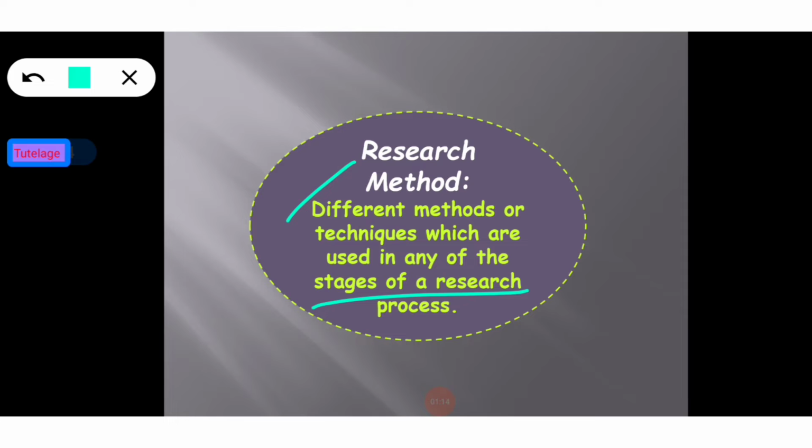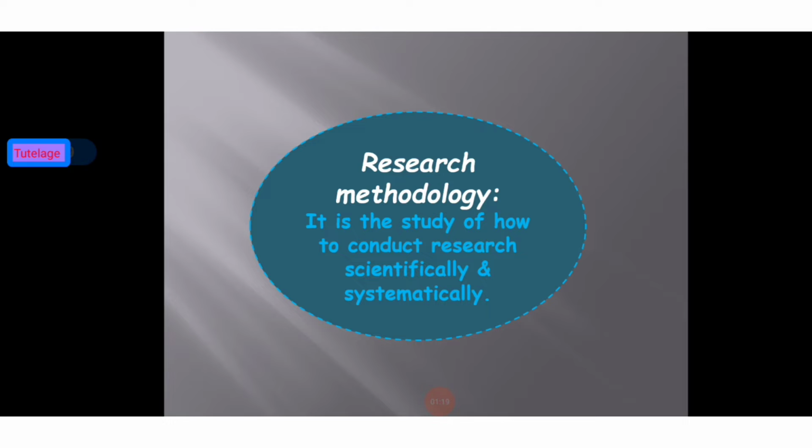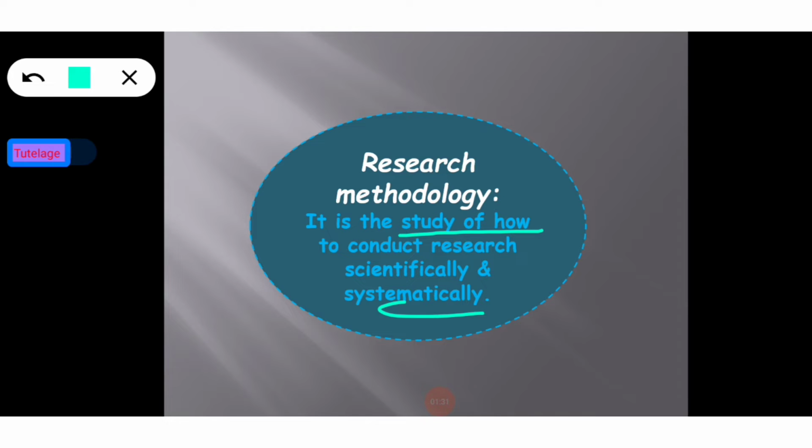Okay, so now move on to the next concept, that is research methodology. Research methodology indicates the study of how to conduct research scientifically and systematically. So it is basically a study of science. Okay, so it is a science which deals with how to solve a problem with research.